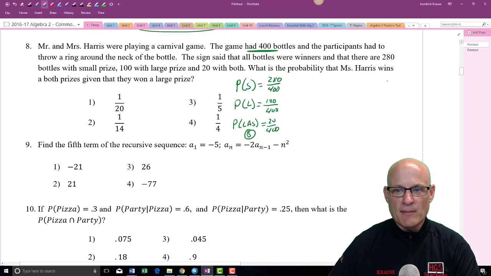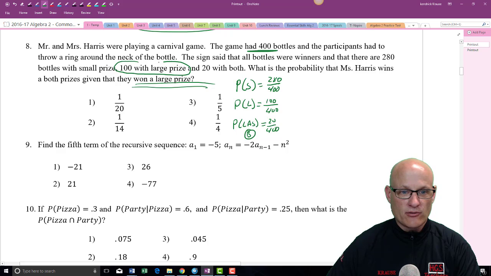So, what is the probability that Miss Harris wins the prizes given that it was a large prize? Well, since it was a large prize, how many large prize bottles were there? There were 100 with large prize bottles. So I know that my denominator has to be 100. Now, of those 100 bottles, which one also had a small prize winner in it? Well, that would be the 20. So 20 over 100, which is 1/5.